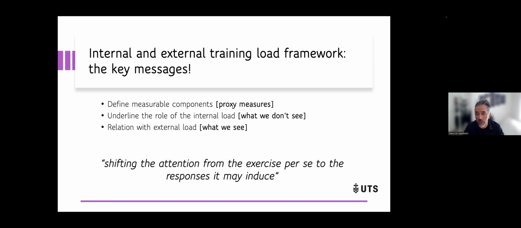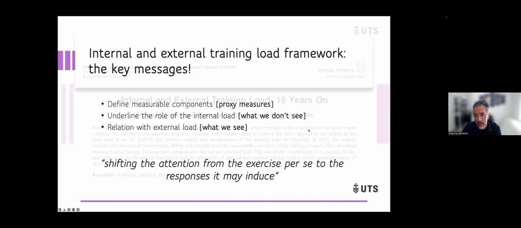When we train, we were more thinking about the internal load. What are the physiological characteristics that this specific exercise is creating? So we wanted to move the attention from what we see to what we don't see, but are actually the key causes of the training.